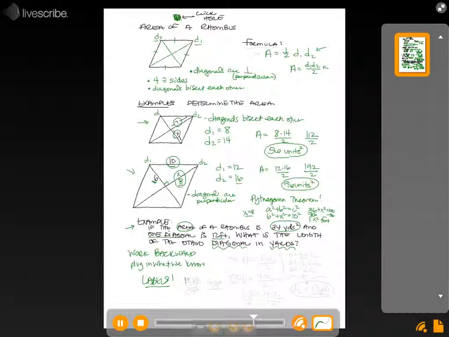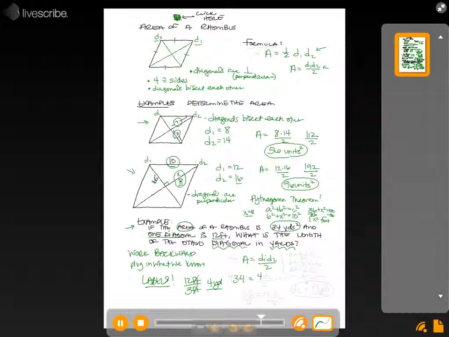So what we want to do is change this 12 feet. Since we're looking for our final answer in yards, we're going to change this 12 feet to yards. If you think back, there are 3 feet in a yard, so we would take 12 feet, divide it by 3 feet, so that our feet cancel. 12 divided by 3 is 4, so that diagonal is 4 yards. We're going to plug what we know into our formula. D1 times D2 over 2. So our area is 34 yards.